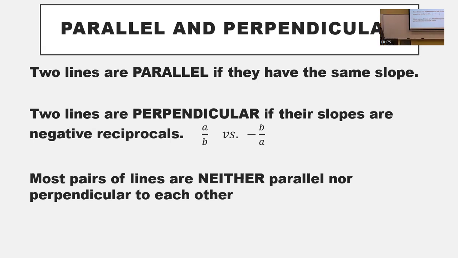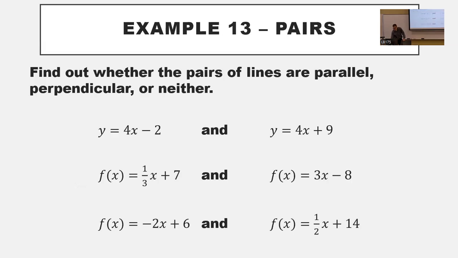Now, there's lots of pairs of lines that are not perpendicular and not parallel to each other. So don't think that anytime I have two lines, they have to be parallel or perpendicular. But if they are parallel or perpendicular, then I can find slopes. Let's take a moment and look at a few pairs of lines and determine whether they're parallel, perpendicular, or neither.